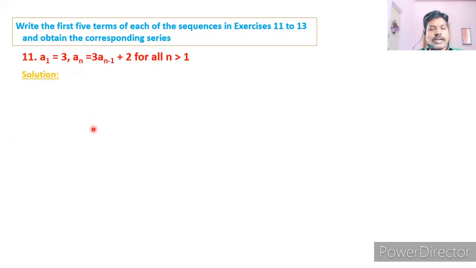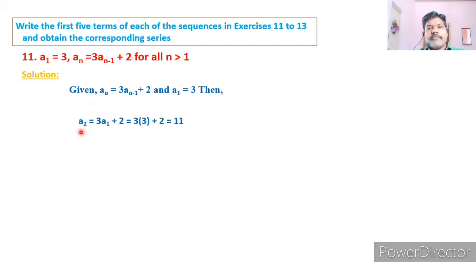Okay, students, first, what they are given is that the AN value is 3 into AN minus 1 plus 2, and also A1 is equal to 3. So you have to get the first 5 terms. We will calculate by substituting n equal to 2 to get the second term. The first term is already given, so you start with the second term. N equal to 3 gives the third term, n equal to 4 gives the fourth term, and n equal to 5 gives the fifth term. So let us start here.